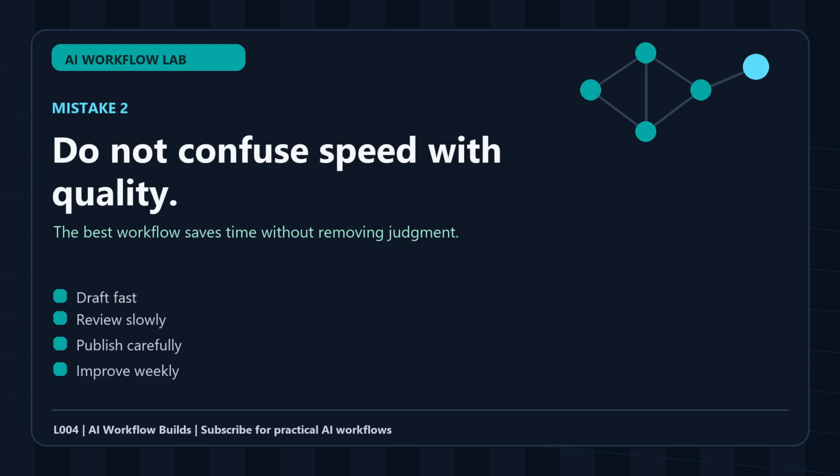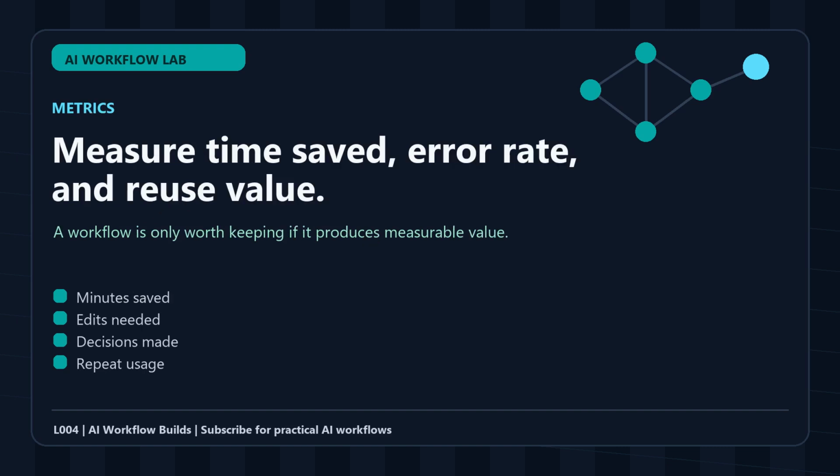Second, edits needed. Did the output require small edits or a full rewrite? Third, decisions made. Did it help you choose a next action? Fourth, reuse value. Would you run it again next week? These metrics prevent tool collecting.